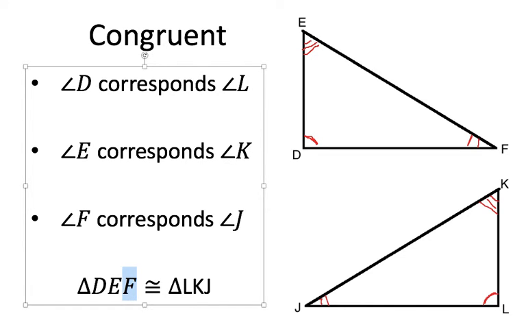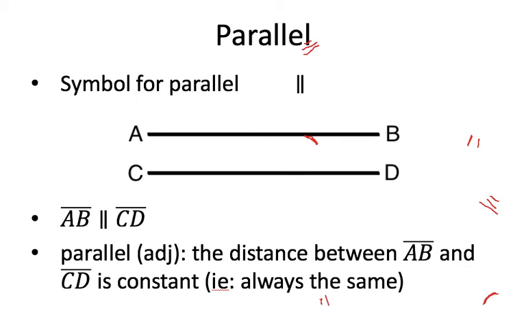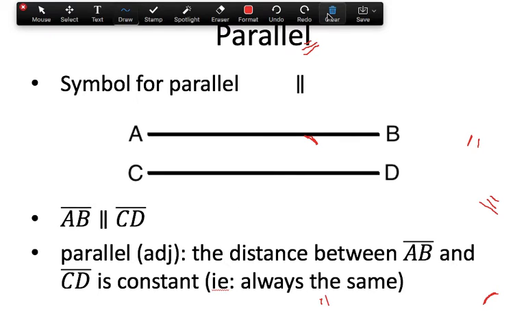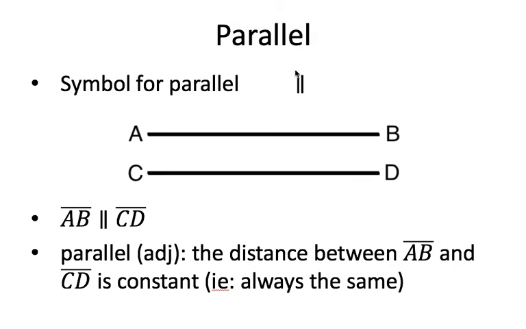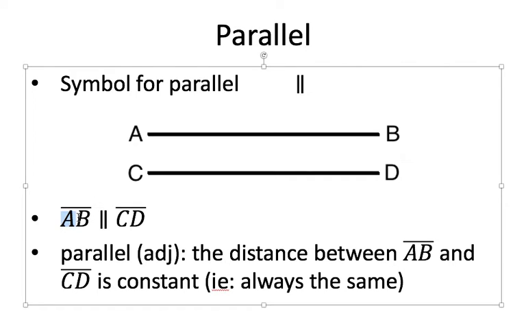All right, moving on. Let's talk about parallel. The symbol for parallel is right here. If I wanted to say that these two right here were parallel, this is how I would do that notation. You would read this as line segment AB is parallel to line segment CD. The word parallel just means that the distance between those stays constant, is always the same.